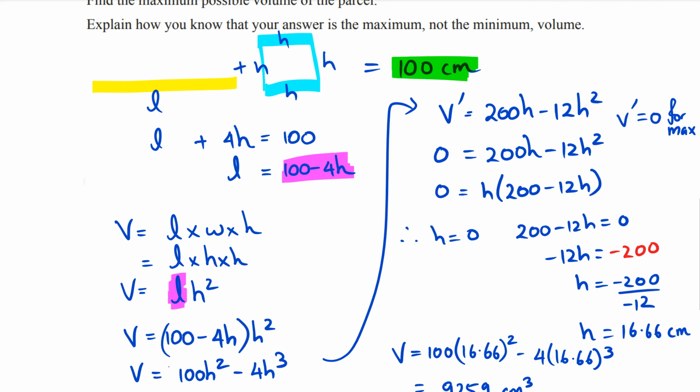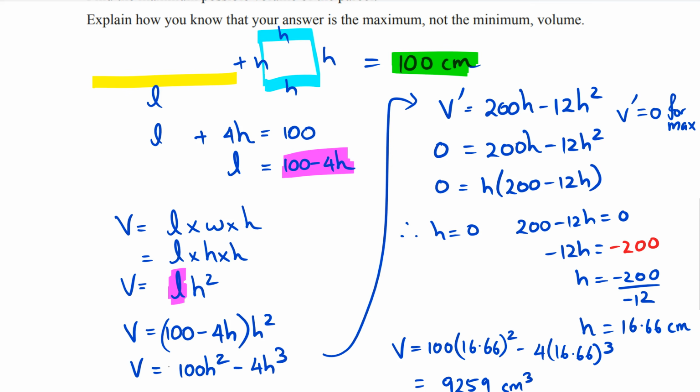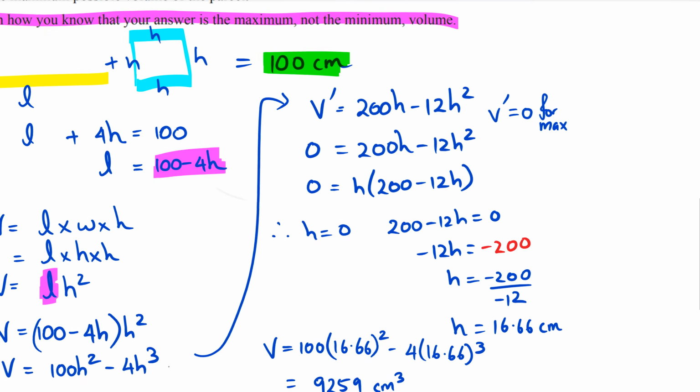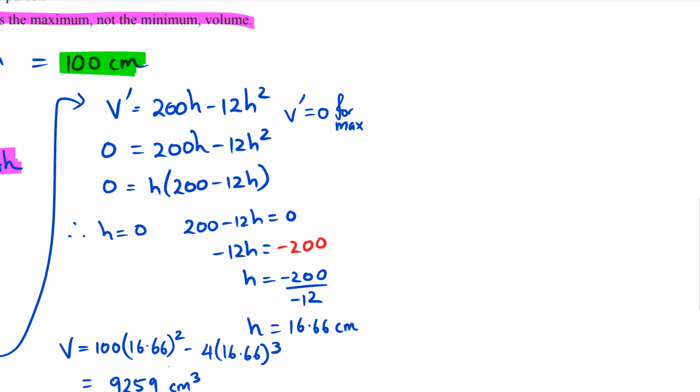Now, it's really important, if you go back to the question, it says, explain how you know. I'm looking at this line right here: explain how you know that your answer is maximum, not the minimum volume. I would say the easiest way to do this is the second derivative test. With the second derivative test, all you have to do is find out what v double dash is. So v dash is equal to 200h minus 12h squared, and v double dash is equal to 200 minus 24h.